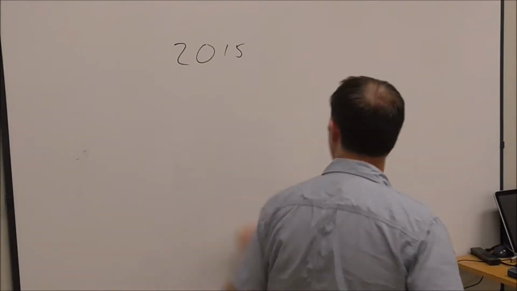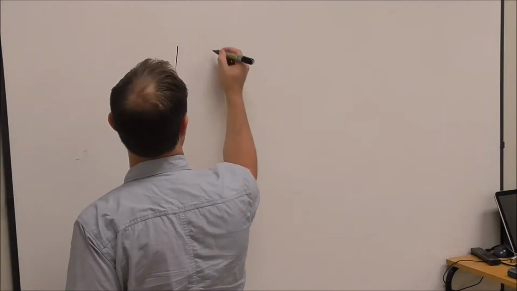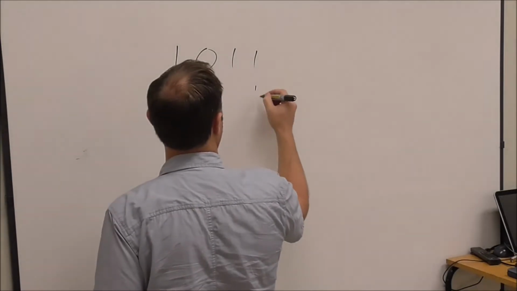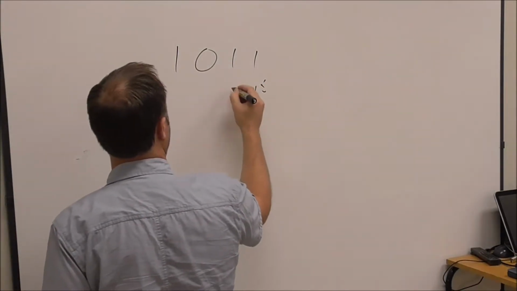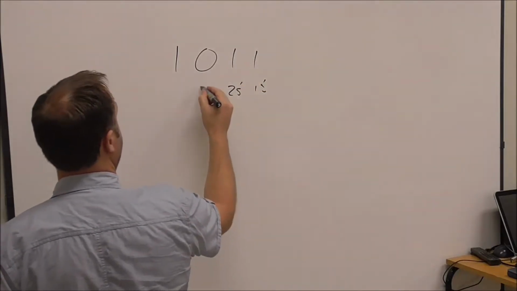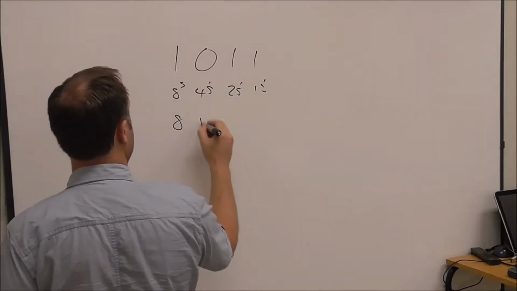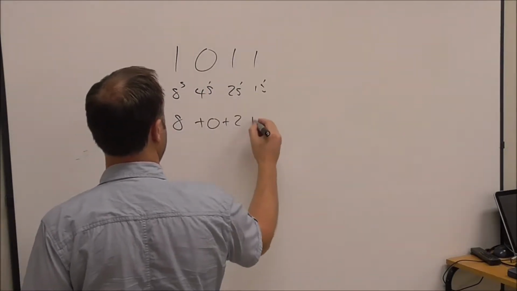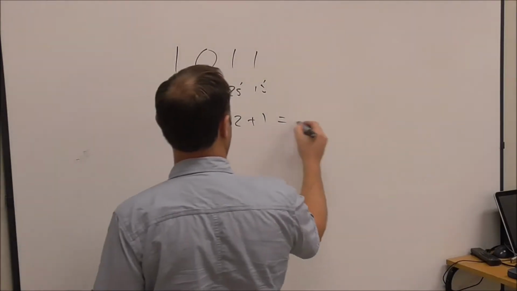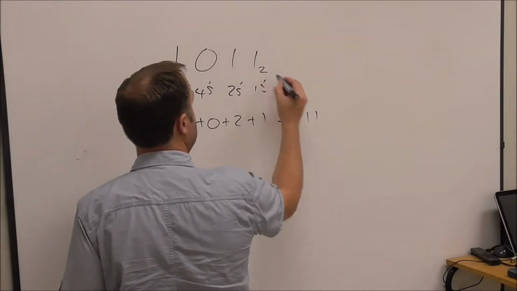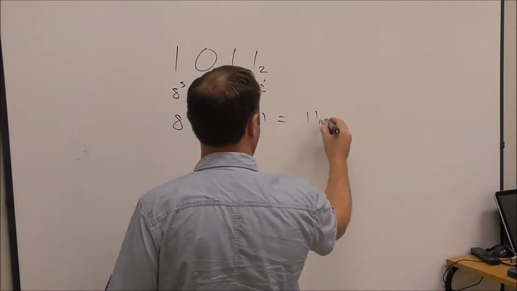Instead of having the numerals 0 to 9, you've only got 2, 0 and 1. So in this number here, we can say it's got 1 lot of 1s, 1 lot of 2s, 0 lots of 4s, and 1 lot of 8s. So we've got 8 plus 0 plus 2 plus 1 equals 11. Okay? So 1, 0, 1, 1 in base 2 is 11 base 10.